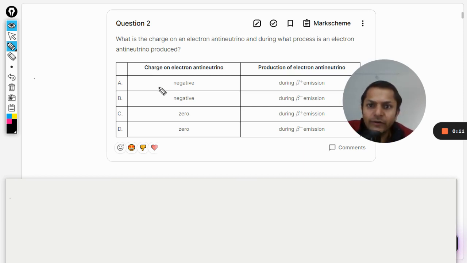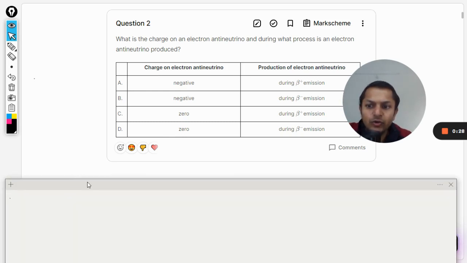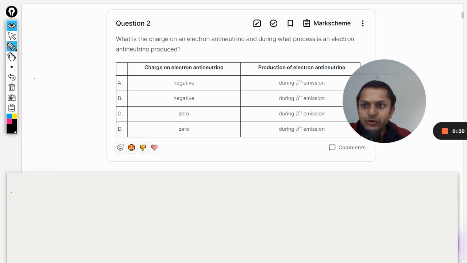Okay, so first of all, let me tell you about the processes in which it does happen. It is only in the case of beta plus emission or beta negative emission. We have to see two reactions here. So what is happening in the nucleus here? Let me show you that.